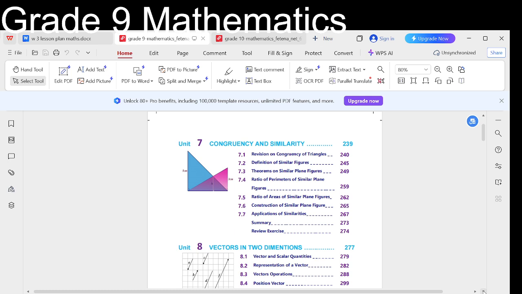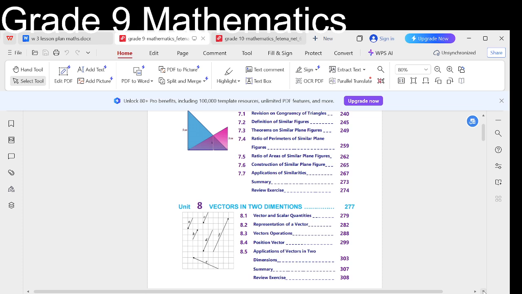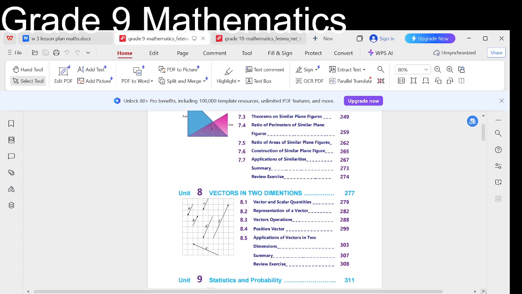And the other unit is congruency and similarity. Under this unit we have seven subsections that we're going to deal with, and we have the remaining 2 units.